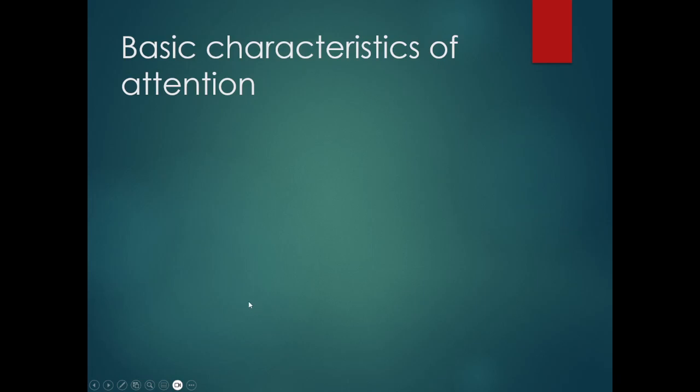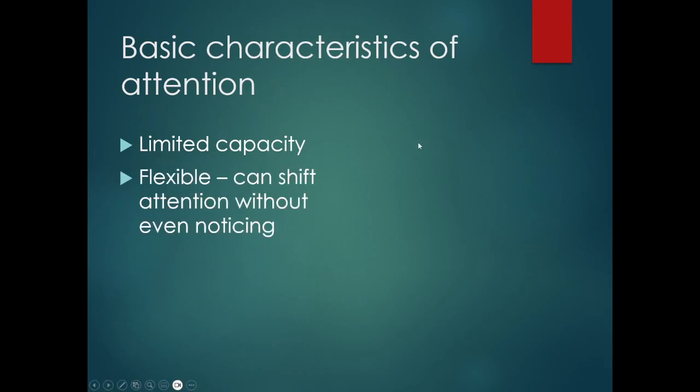All right, so the basic characteristics of attention. There are lots of different theories that explain our attention system, but all of them agree that our attention is limited. There's only so much information we can pay attention to at one time. There's only so many streams of attention that we can pay attention to fully, and so there is a limited capacity to our attention system. Our attention system is flexible. We can shift our attention without even noticing that we are shifting it.